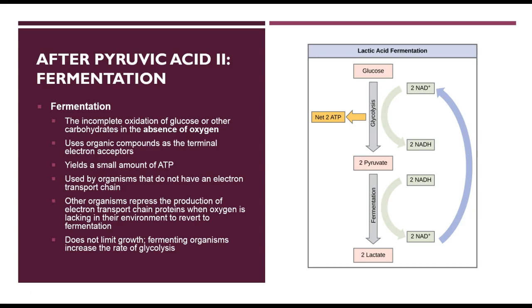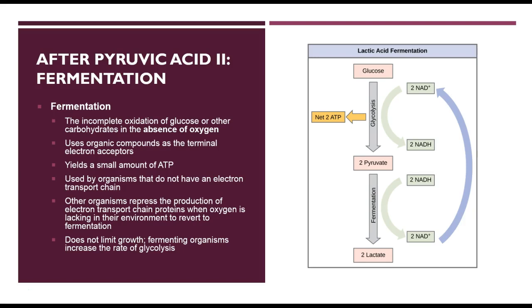All right, so after we form our 2 pyruvic acids, we can also go through fermentation. Remember, fermentation is the incomplete oxidation of glucose. So we're not going to go through the Krebs cycle, and we're not going to go through the electron transport chain.